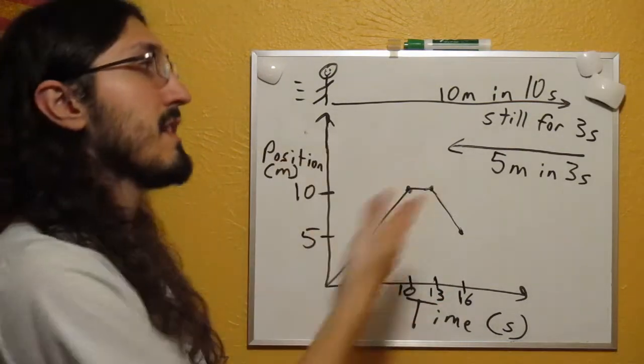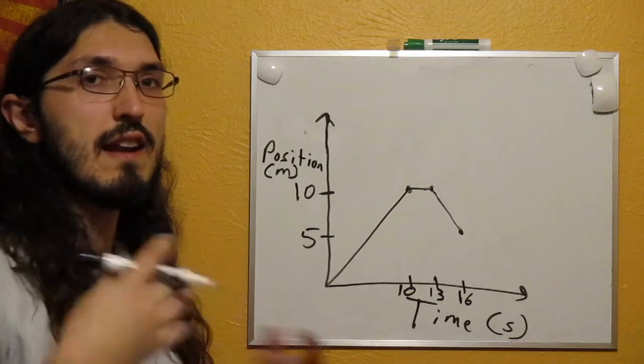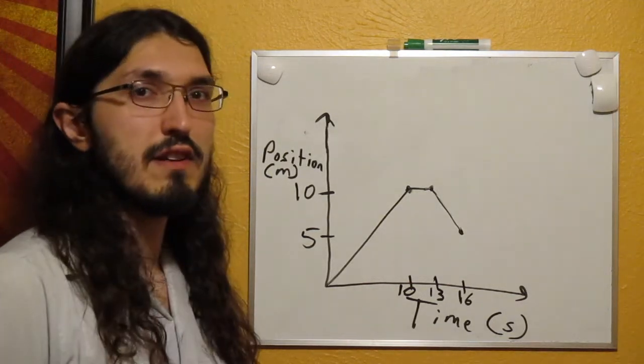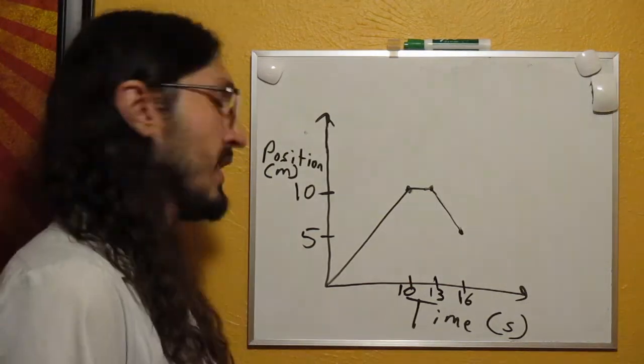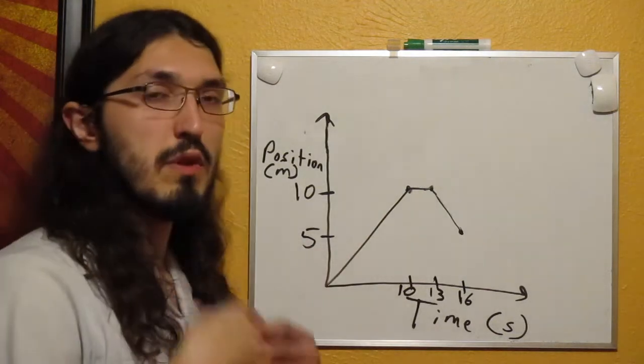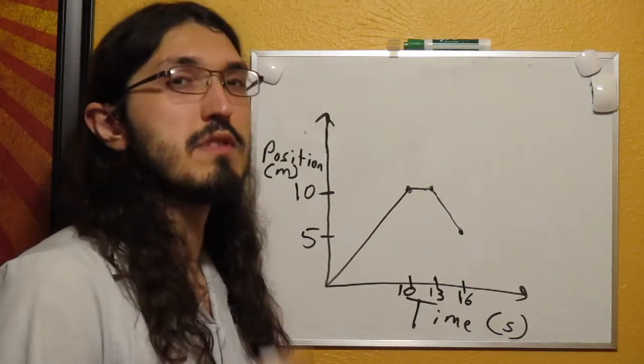And I'm going to erase what's on top just to have extra room. And next we're going to analyze what's going on here, and we're going to do some calculations of speed and velocity. The first two questions I want to ask are, what was the total distance traveled and what was the displacement?